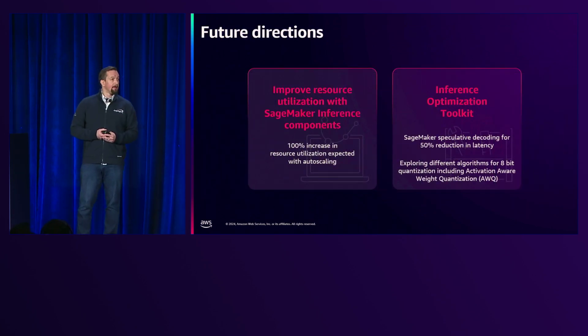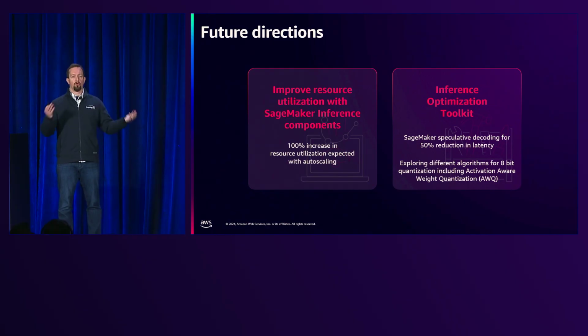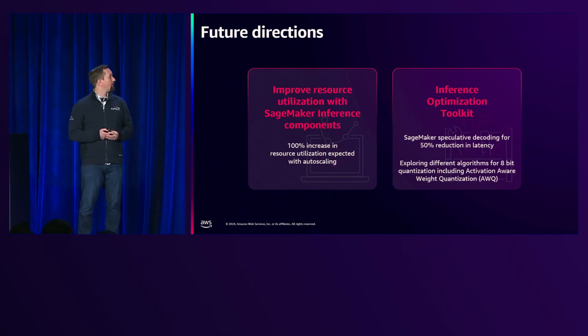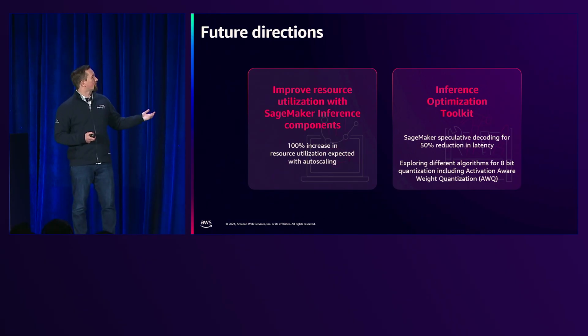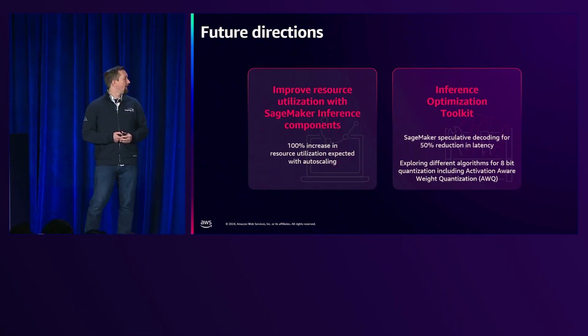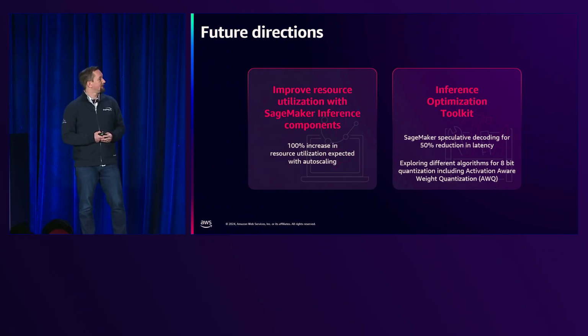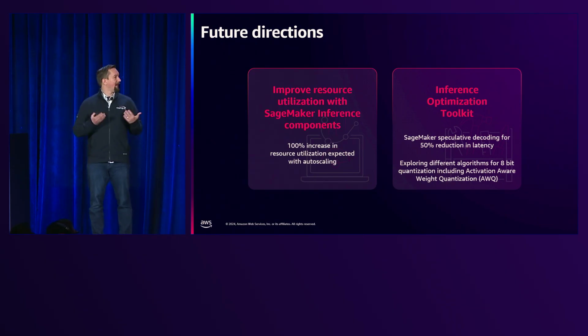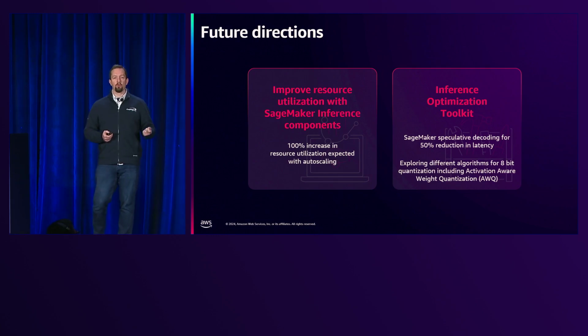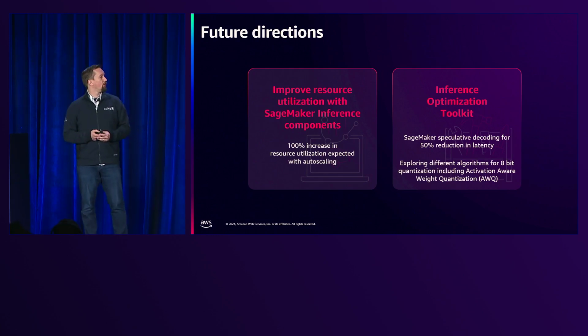Some future directions. So as Venki and Amit talked about, there's a whole host of optimizations that are currently in progress right now. We are planning on using a number of them. So we're currently looking at using SageMaker inference components. We've done some evaluations there, and we expect to see a 100% increase in resource utilization, assuming we also have autoscaling in place simultaneously. And then with the inference optimization toolkit, both speculative decoding and quantization are things we are looking at. With speculative decoding, we're expecting to see about a 50% reduction in overall latency for particular classes of models. And then we're also evaluating 8-bit quantization with activation-aware weight quantization.